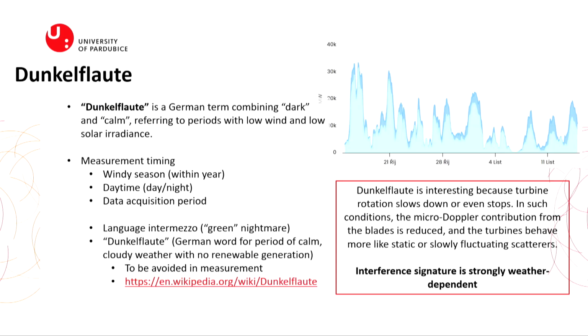There is one thing about it, a German word. I don't speak German, I will try. Dunkelflaute, something like this, and it is a special word. It is a German term for combining dark and calm. What does it mean? When there is no wind, it is referring to periods with low wind and low solar irradiance, and this is an example of such activity.